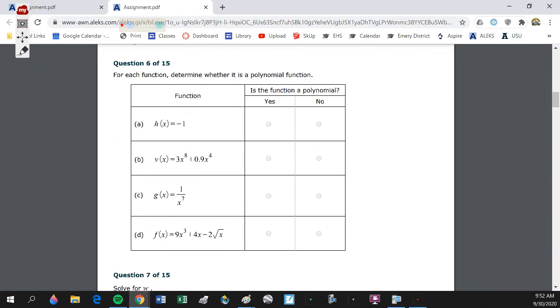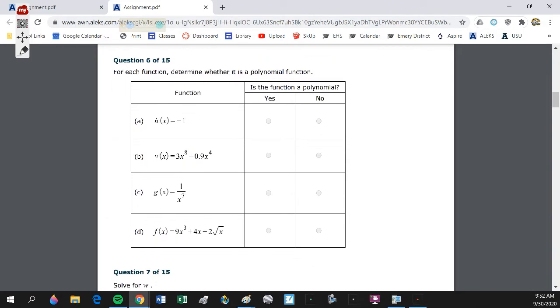Okay, let's look at 6. Is A a polynomial? Yes, it obeys all the rules. Is B a polynomial? Can we have decimals? Not in the exponent. We can have decimals as coefficients, but the exponents cannot be decimals. So B is okay. What about C? Nope, we're not allowed to have variables in the denominator. And D? No, we can't take the square root of a variable.